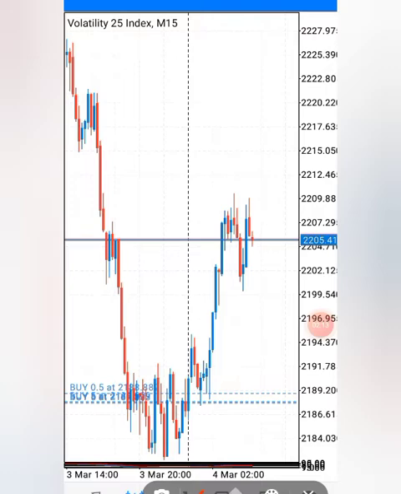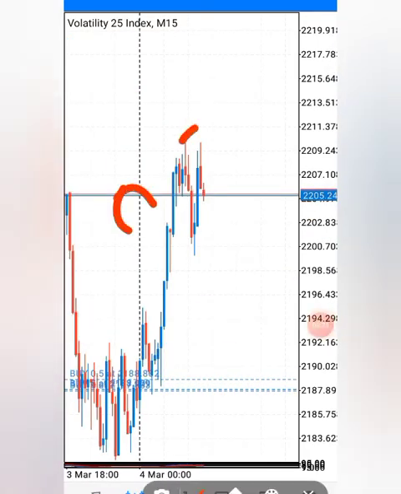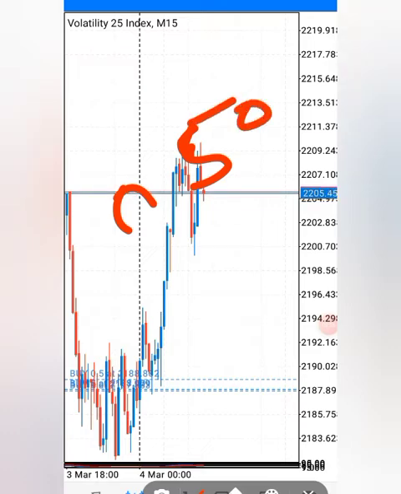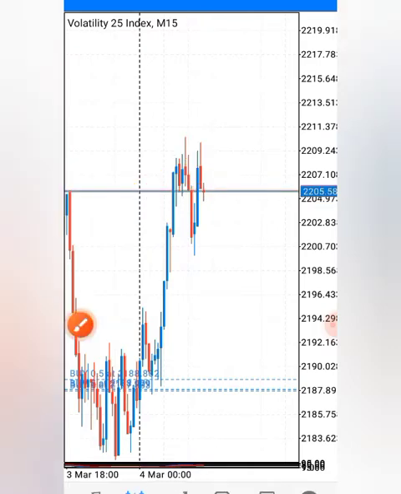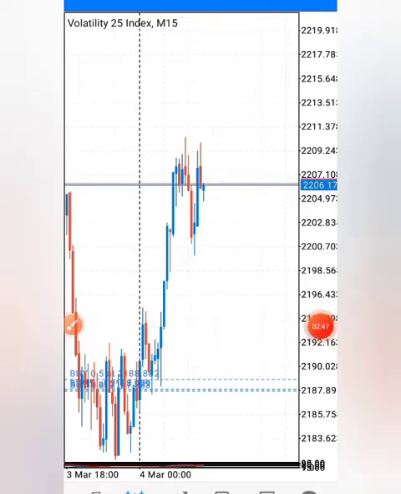So if you risk $2.50 on this trade, that means you're entering with a 0.50 lot size, which is the lowest lot size for volatility 25. That means you're going to set your stop loss 5 points above your entry. 5 points. You're going to set your stop loss 5 points above your entry.